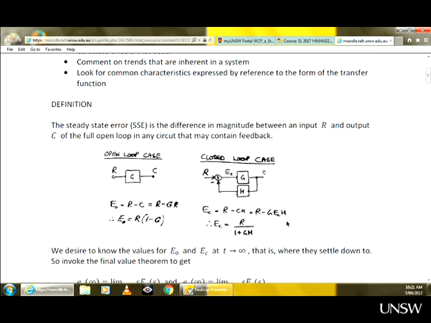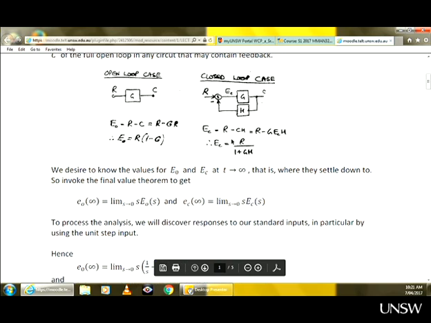On the other hand, C equals EC times G. So we have G, EC, H. We have EC here and EC over here. So EC, the closed loop error, equals R over 1 plus GH. So these are the two errors, open loop and closed loop errors. We said we can't avoid transient processes, so during the transient processes, there will be errors.